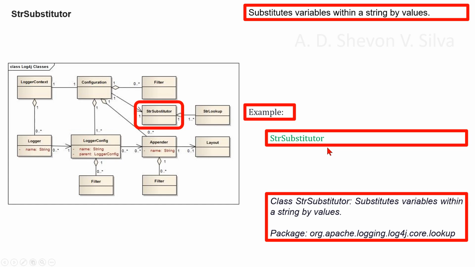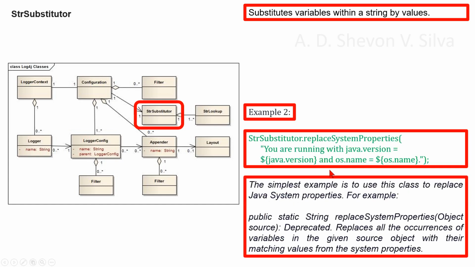This is in package org.apache.logging.log4j.core.lookup. The simplest example is to use this class to replace Java system properties, for example here and here. The method public static String replaceSystemProperties(Object source), this is deprecated, replaces all the occurrences of variables in the given source object with their matching values from system properties.